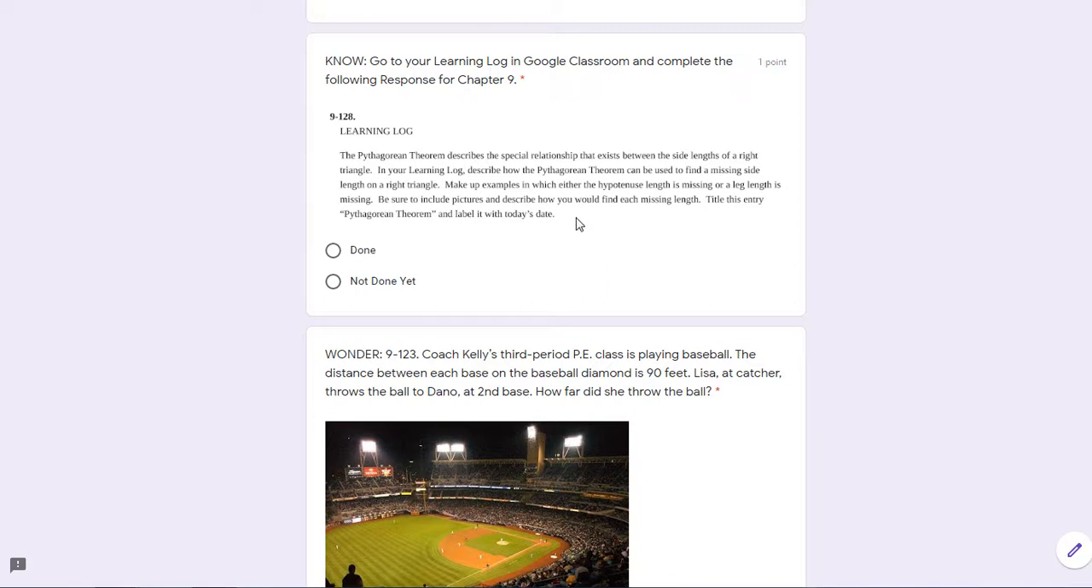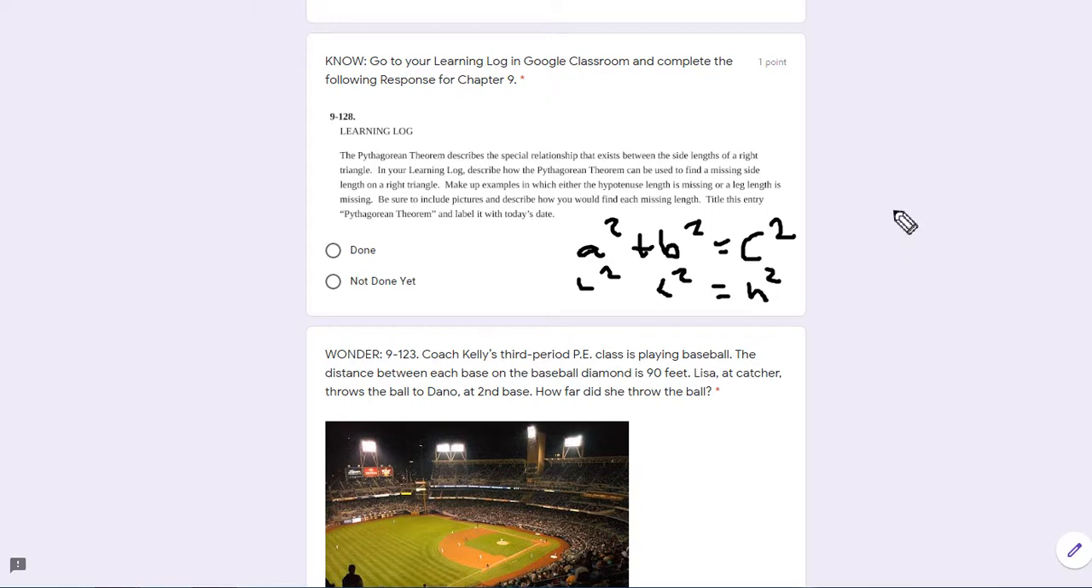I think the key part for this question is to make sure that you have the Pythagorean theorem written down. Okay, remember that's a squared plus b squared equals c squared. Okay, and this a is a leg, and the b is a leg, and the c is the hypotenuse. Okay, and you're squaring each one of those.